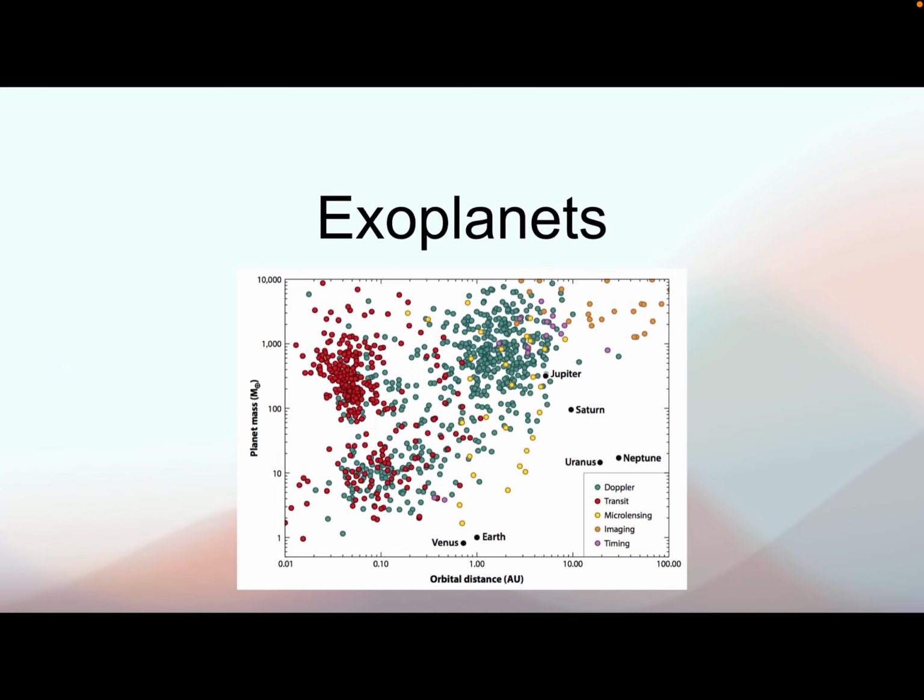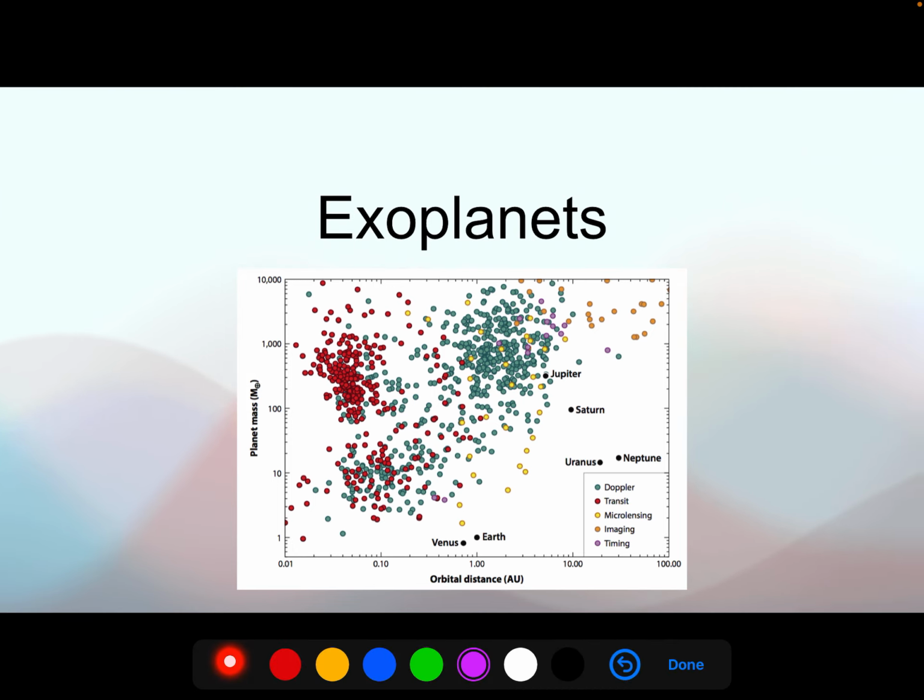We're going to learn about exoplanets today. I know we may have already started a little bit the other day, but I wanted to start fresh again. So exoplanets can be found outside of our solar system.